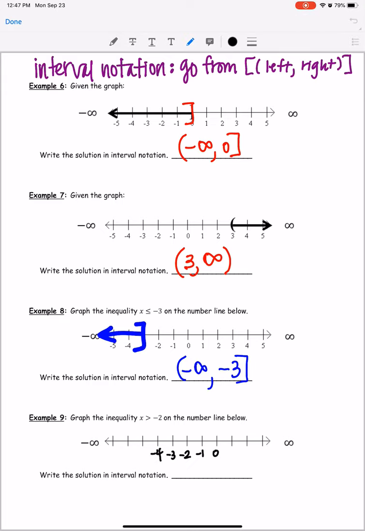Now we can graph. So this is pointing this way, so that's the way my graph is going. So at negative 2, we're going this way.